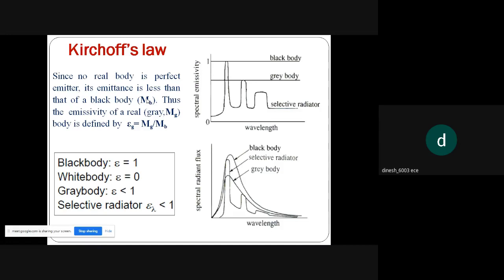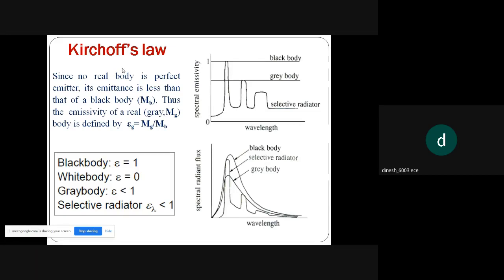Since no real body is a perfect emitter, its emittance is less than that of a black body, MB. So thus the emissivity of a real or gray body is denoted as Mg, and is defined by Mg by MB. Okay, let us see the wavelength versus the spectral emissivity. So a black body will have emissivity as 1, a white body will have 0, and a gray body will be less than 1, and a selective radiator, whatever it might be, will be less than 1 always.